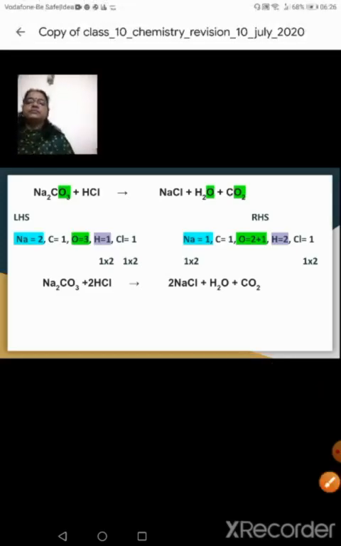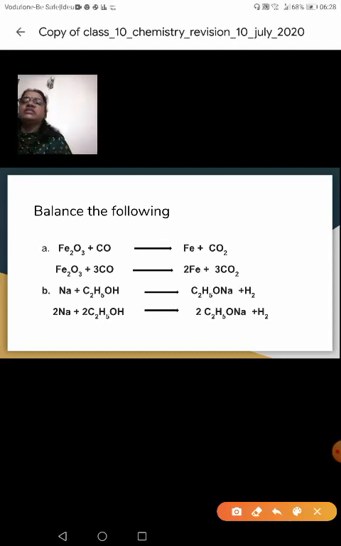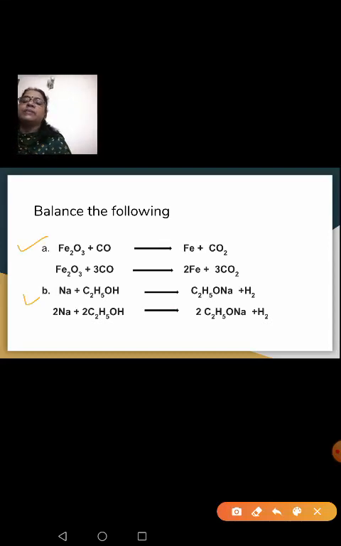Clear? And 2 examples for you to try. One is Fe2O3 plus CO gives Fe plus CO2 and another question is Na plus C2H5OH gives C2H5ONa plus H2. So you try it on a paper or you can use a notebook and try to balance this and see. I'll tell you orally again.